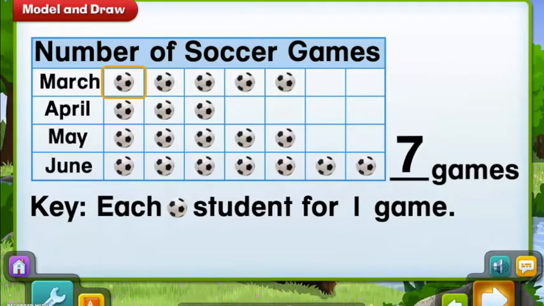So again, just making sure that you always look at that key first and find out how much each object is worth. Okay, so if you come onto office hours today, or if you ask for help, the first thing I'm always going to tell you to do is look at the key and tell me what each object is worth. Okay, so in this case, each soccer ball was 1 game.